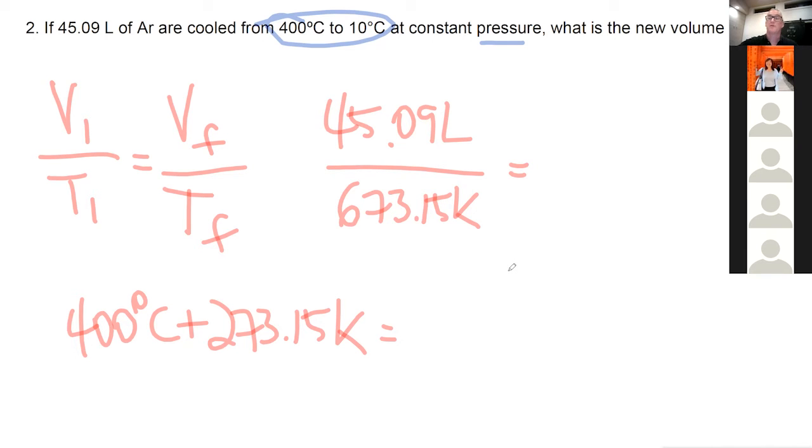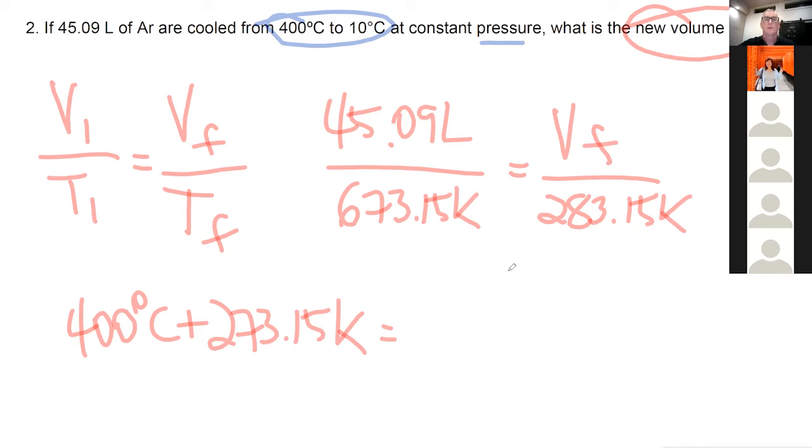And that's going to be equal to our final volume, which is actually what we're trying to figure out. So we don't know what that is, divided by the final temperature. What's the final temperature? 283.15 Kelvin. Right. So now we just solve for the final volume. What's the final volume going to be?